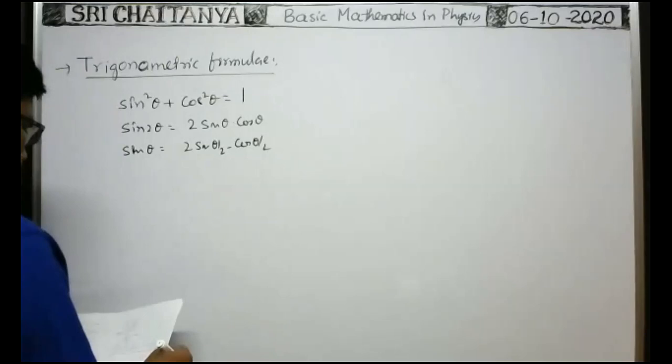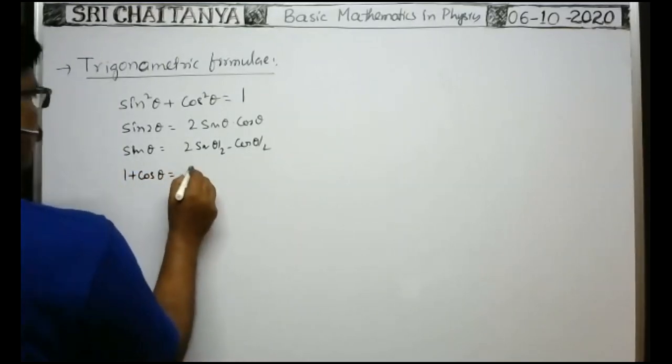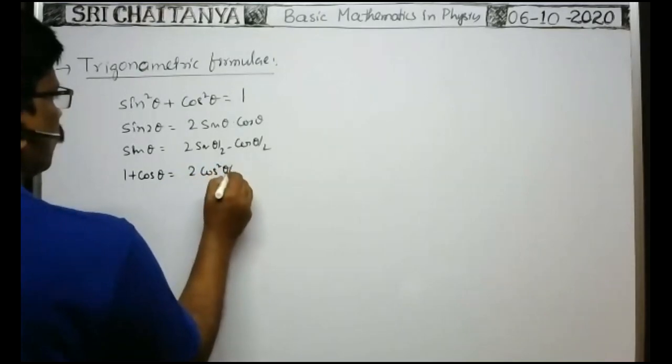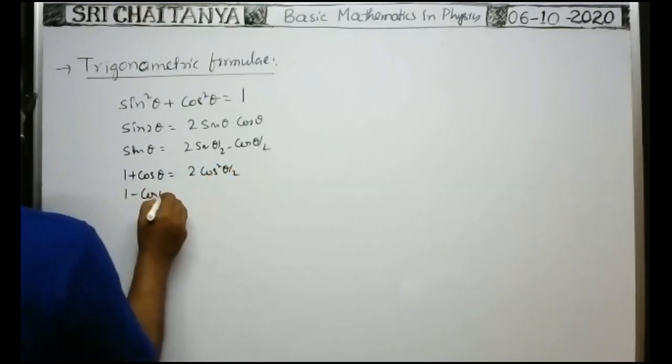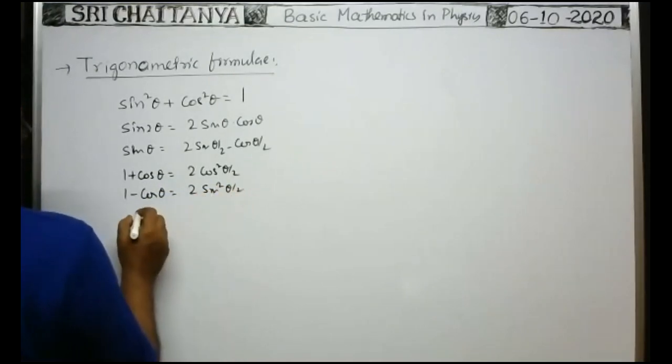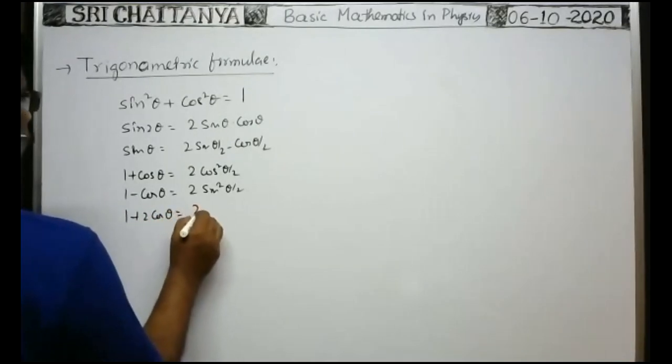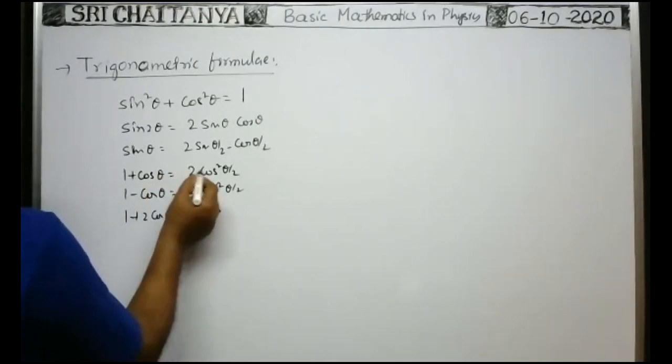Next, 1 plus cos theta is equal to 2 cos square theta by 2. 1 minus cos theta is equal to 2 sine square theta by 2. 1 plus cos 2 theta is equal to 2 cos square theta by 2, we have written.